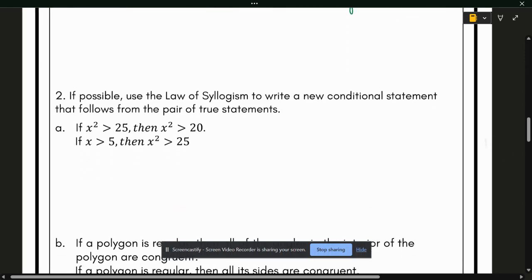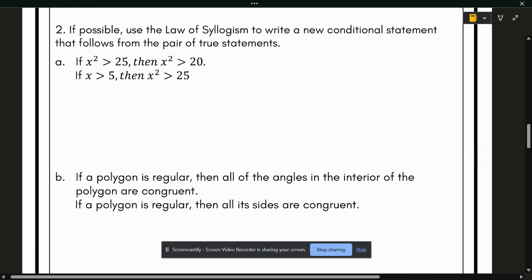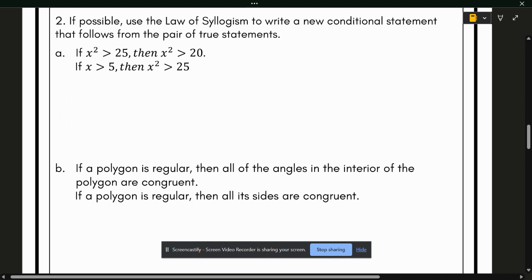Let's look at number 2 here. If possible, use the law of syllogism to write a new conditional statement that follows from the pair of true statements. In letter A, it says if x squared is greater than 25, then x squared is greater than 20. On the next one, it says if x is greater than 5, then x squared is greater than 25. So it's kind of flipped around a little bit from what we've seen. But if you notice, we've got a statement that is the same here and the same here.